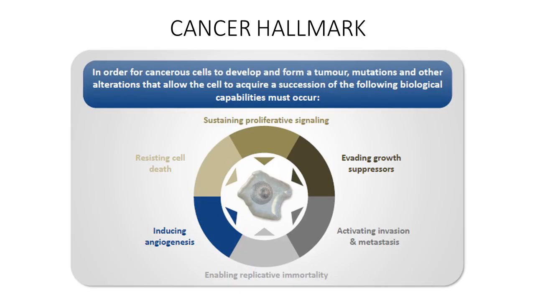What is a cancer hallmark? Cancer hallmark is a process that is acquired by the cancer cells in order to develop human tumors. There are 6 hallmarks of cancer, including first, sustaining proliferative signaling, second, evading growth suppressor, third, activating invasion and metastasis, fourth is enabling replicative immortality, fifth, inducing angiogenesis, and finally is resisting cell death.